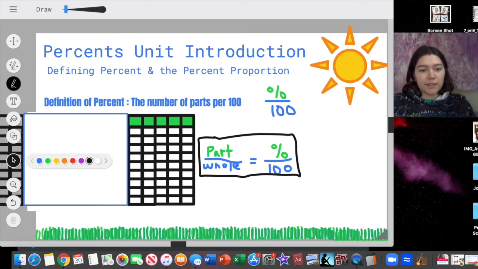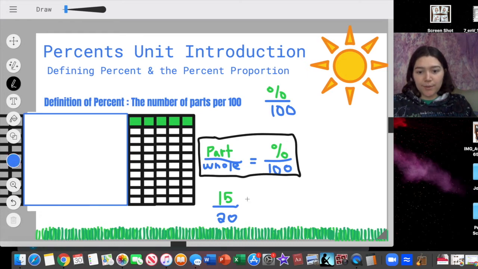So let's say I give you a test. The test has 20 questions and you get 15 of them right. So my whole is 20 because there's 20 questions, and my part is 15. That's the number that I got right. I can set that equal to my percent divided by 100 to figure out what you got on the test.